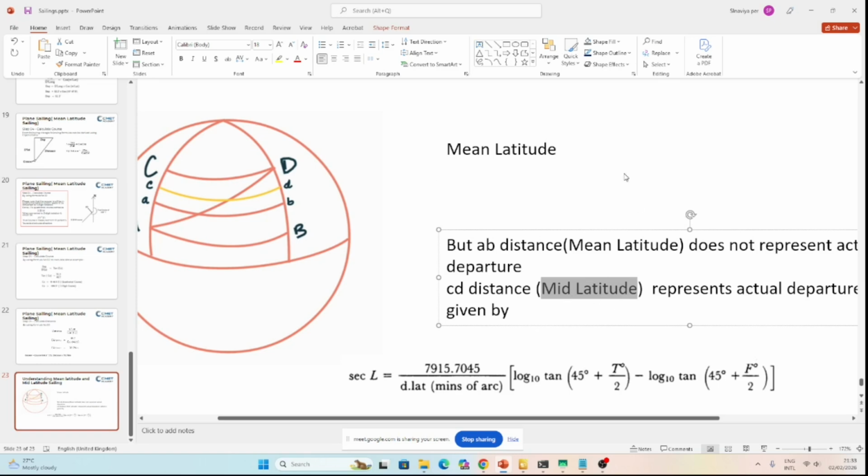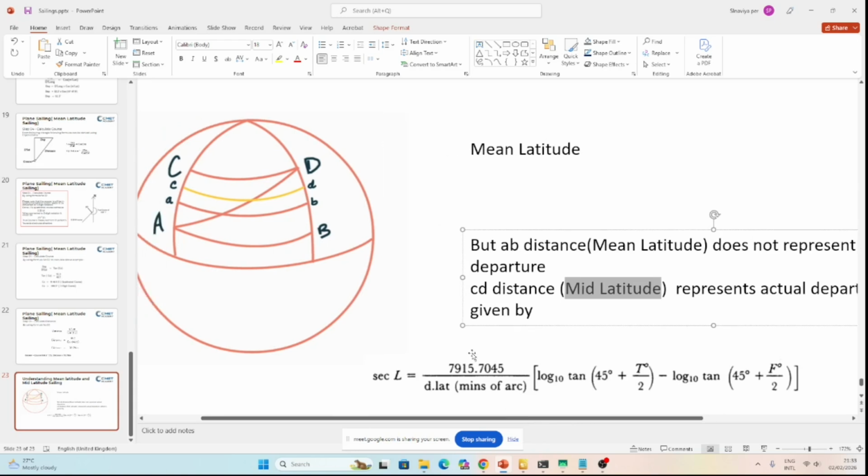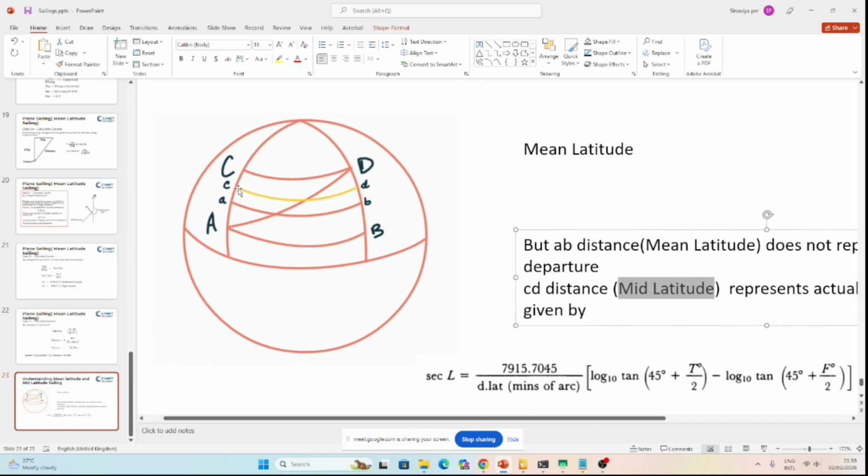Right? So guys, let me explain again. As I explained earlier, the mean latitude is not the correct latitude that we should use to find the departure. It is the mid latitude. CD is the mid latitude, AB is the mean latitude. CD means the actual departure.